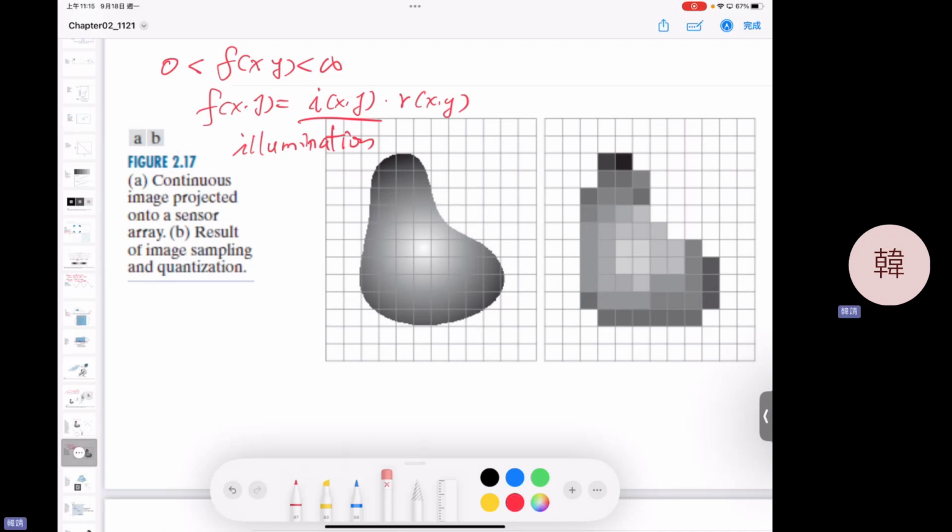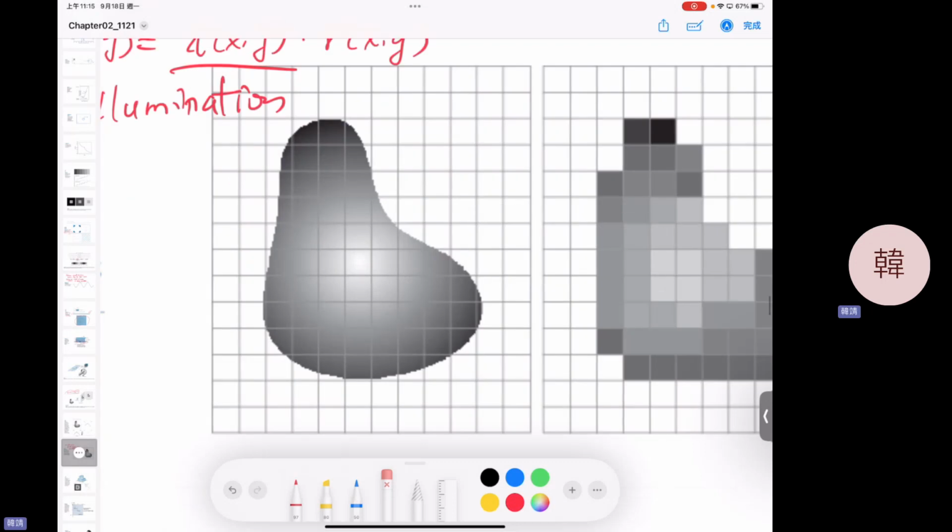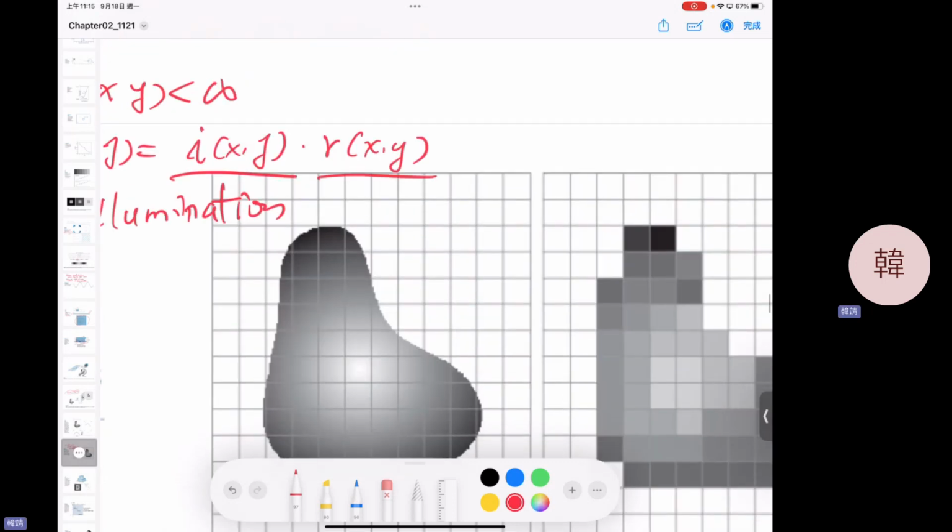Now we have the reflectance R(x,y), the amount of illumination reflected by the object. Sometimes, for X-rays and gamma rays, it's penetration, and you have to receive it from the other end. But for normal waves in the visual band, they reflect.